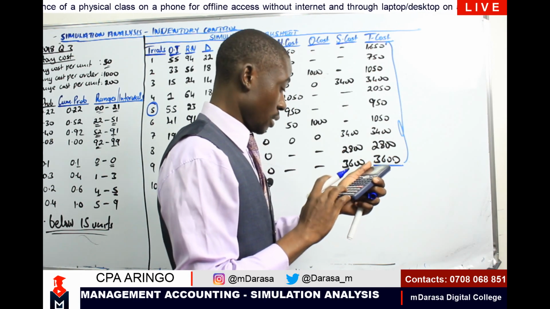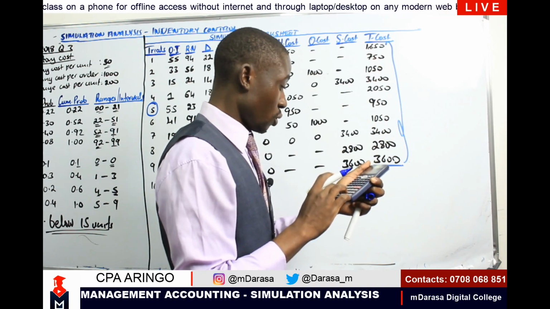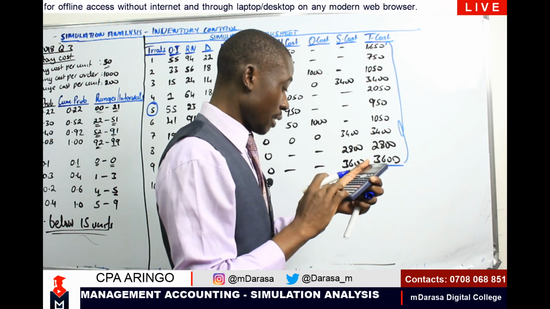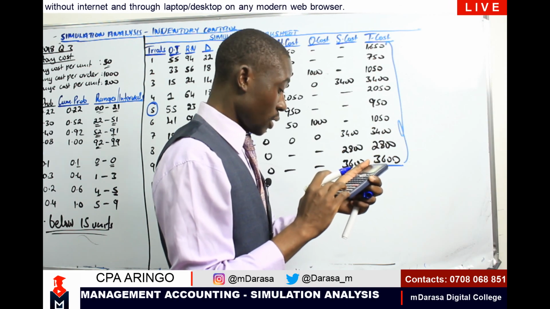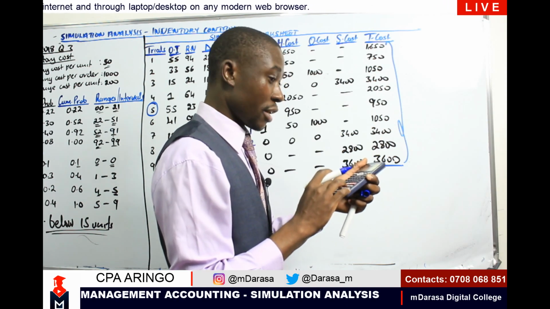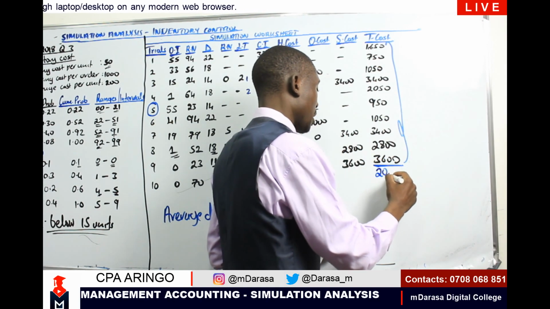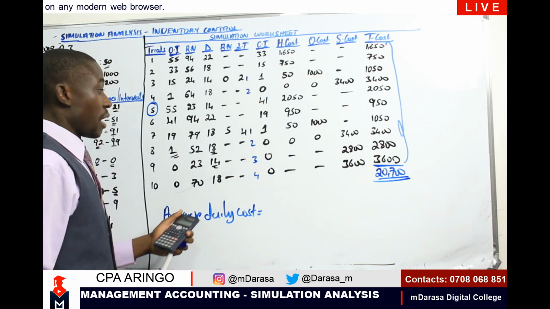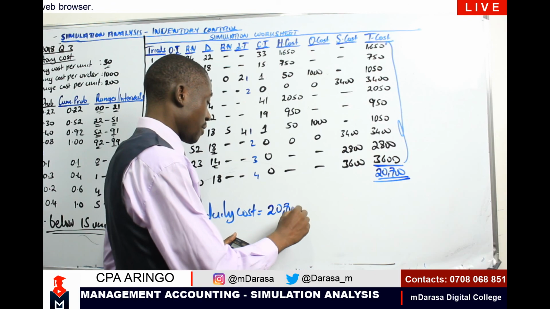If we sum up our total cost, we should be having 750, 1050, 3400, 2050, 950, 1050, 3400, 2800, and 3600. I'm summing up all to give me 20,700. So our average daily cost, I should be having the total cost of 20,700.